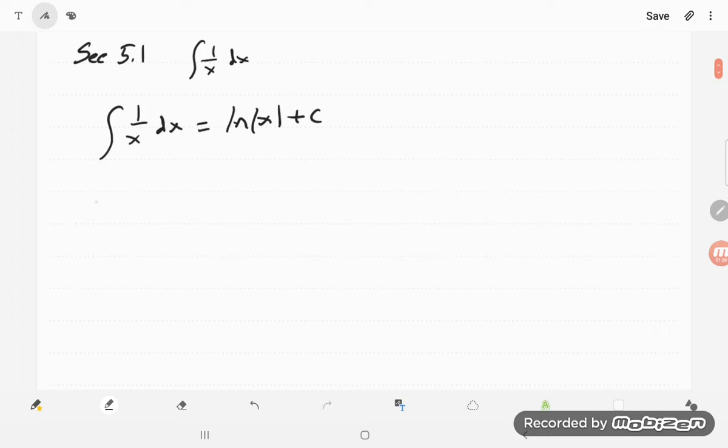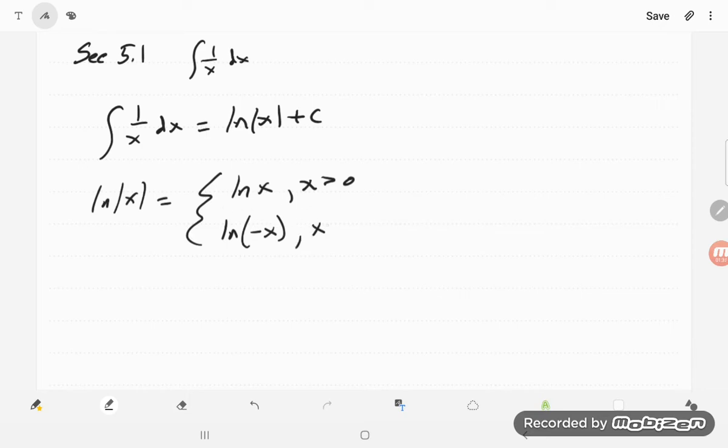Well, let's take the natural log of the absolute value of x. Now what this is, this is defined as the natural log of x as long as x is greater than 0, but it's the natural log of negative x because that's the definition of absolute value if x is less than 0.